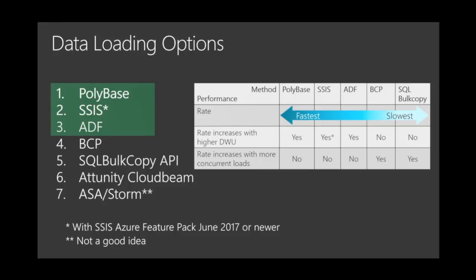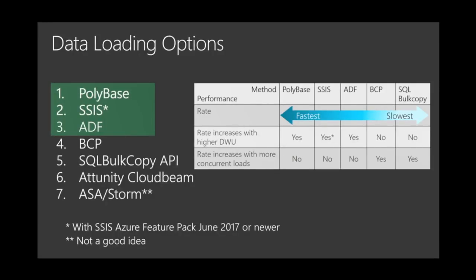SSIS with the Azure feature pack, I believe it was released in April or May, so I'm just going to state June here. The original install of SSIS will actually use the BCP protocol, which is really good for on-prem, not so good for Azure, specifically Azure SQL Data Warehouse. So that's not a good place to be. It works, don't get me wrong. There's nothing technically broken about it. It works, but it works fairly slowly. And in a few slides down, you'll see why.